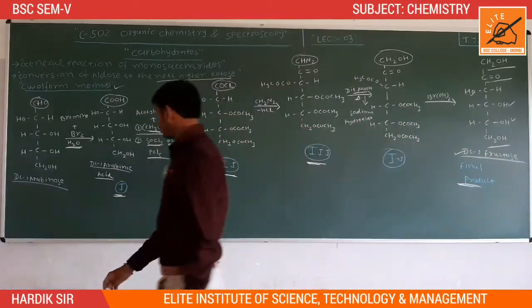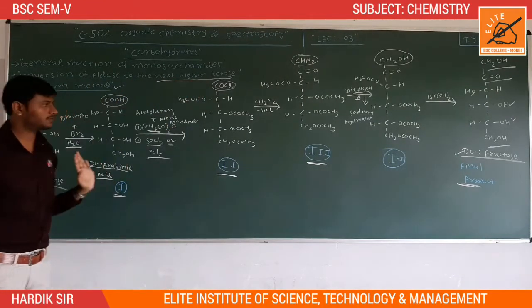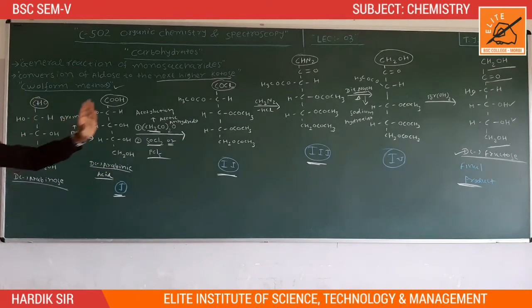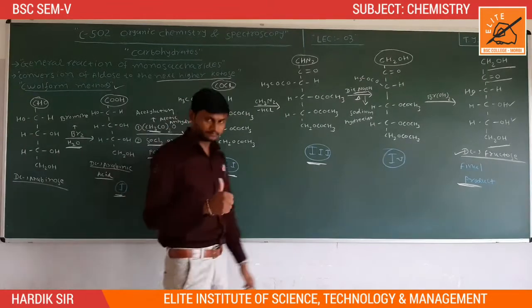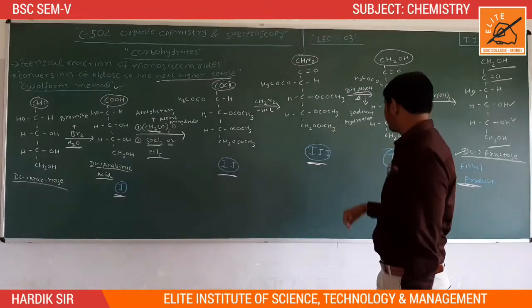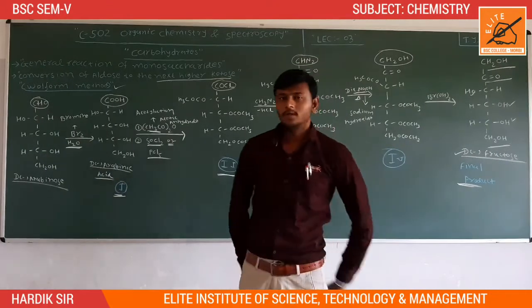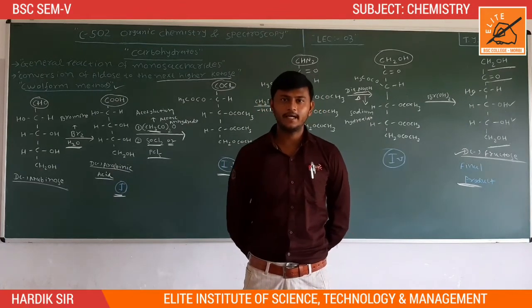So this method is called the Wohl method, and this conversion is called conversion of aldose to the next higher ketose: D-arabinose to D-fructose. This is the aldose and fructose is our ketose. So this is the conversion of the aldose to the next higher ketose, the production of D-fructose from D-arabinose. This is called the Wohl method, the conversion of aldose to the next higher ketose.